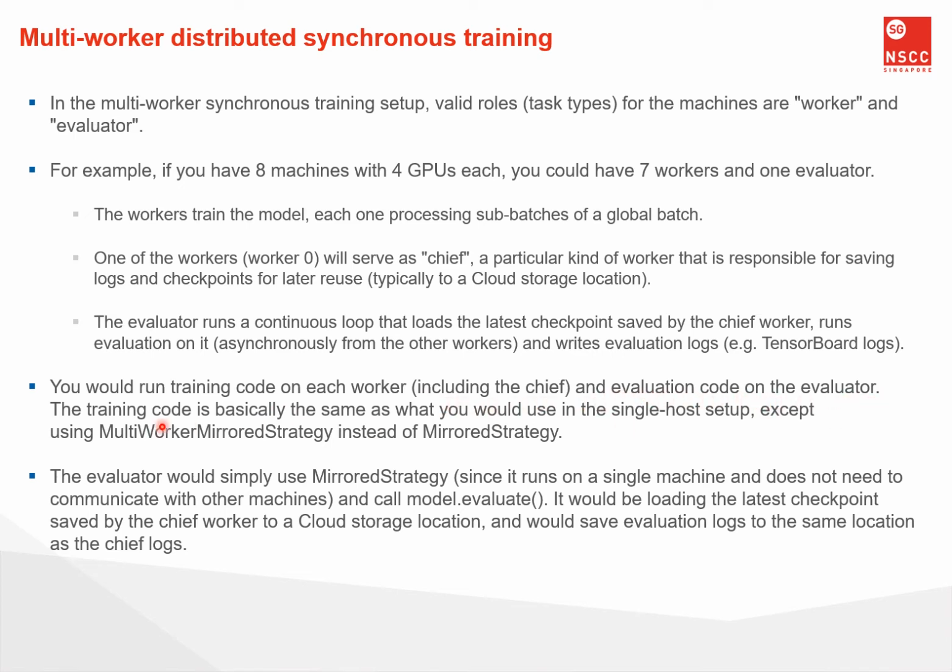You will run the training code on each of the workers, including the chief, and the evaluation code on the evaluator. The training code is basically the same as what you would do on a single host setup, except that we use the MultiWorkerMirroredStrategy instead of the MirroredStrategy. The evaluator will simply use the MirroredStrategy since it's running on a single machine and does not need to communicate with other machines, and we will just call model.evaluate. It will load the latest checkpoint saved by the chief worker in a storage location and save the evaluation logs in the same location as the logs of the chief worker.